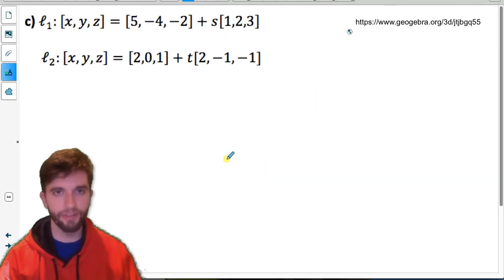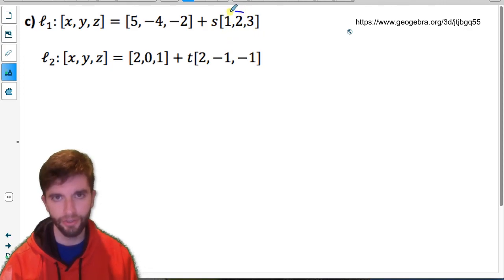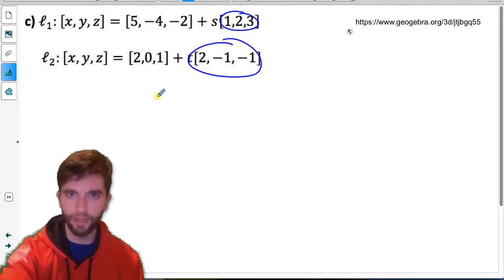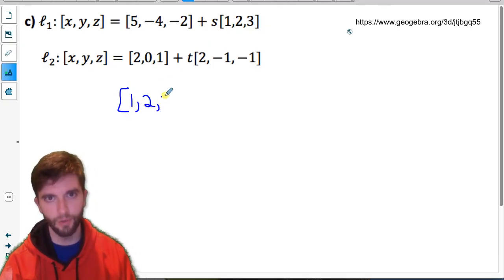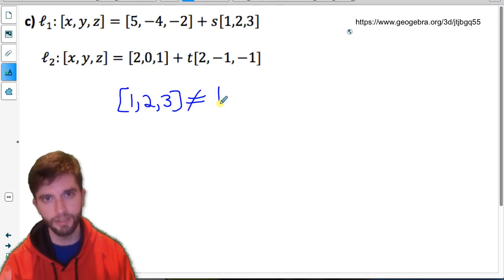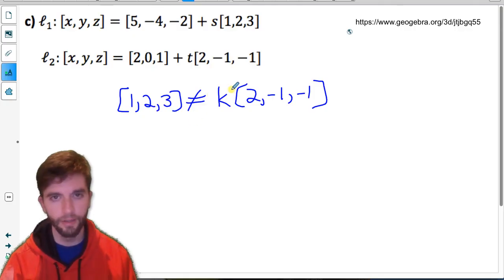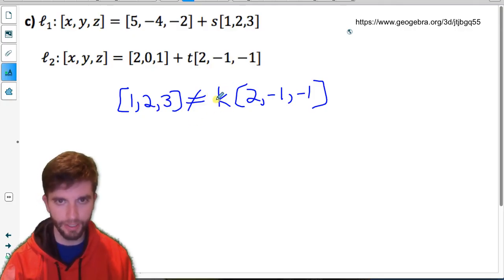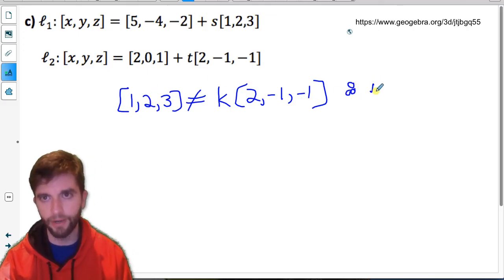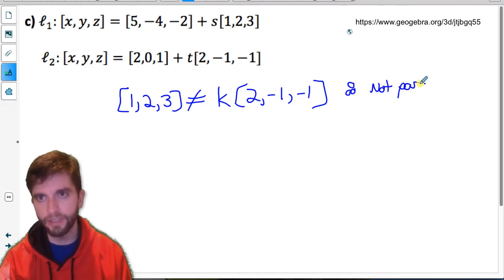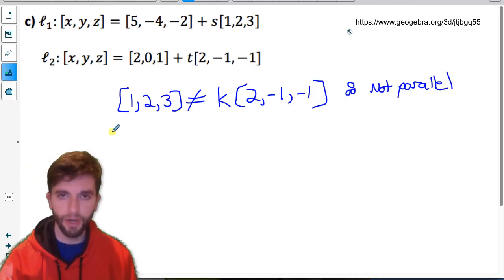Last example, you can probably guess what this one is going to be, but let's go through it anyway. Notice the direction vectors, once again, are not scalar multiples of each other. So I could just write a little comment here saying direction vector 1, 2, 3 is not a scalar multiple of direction vector 2, -1, -1. There's no scalar value I could plug here to make this vector equal to that vector. So therefore, they're not parallel. So they either intersect at a point or the lines are skewed. So let's go through our process to see what happens.